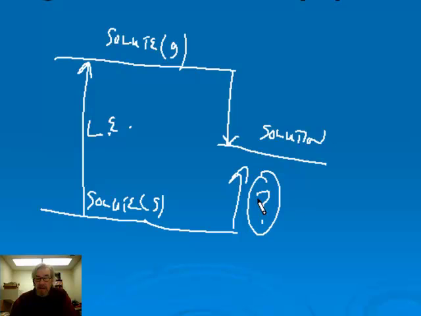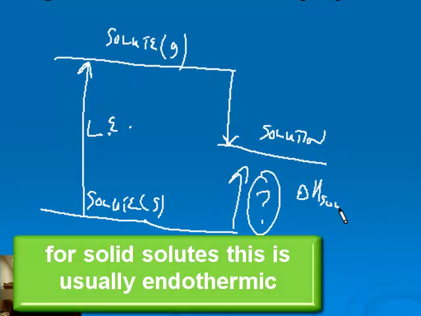It depends. So it might be exothermic if more energy is released when the solution forms than it took to break up the solute originally. It might be endothermic if it's the other way around, if less energy is released by solution formation than is input to break up the solute. So this delta H value of solution for this process is indeterminate and depends on the particular solution that you're making.